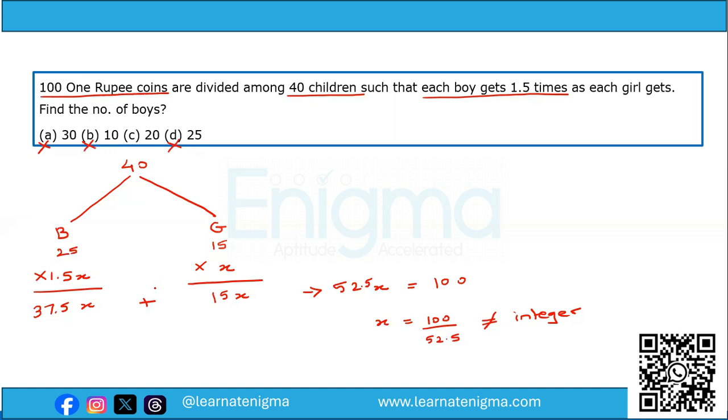So obviously by elimination, correct answer is option C, but we'll just verify it. Number of boys is 20, number of girls therefore is also 20. So 20x is the amount given to girls and 20 into 1.5, that is 30x is the amount given to boys. So total amount becomes 50x. So 50x equal to 100, that is x equal to 100 upon 50, which is equal to an integer, that is 2. So therefore, we can say that the answer is option C.